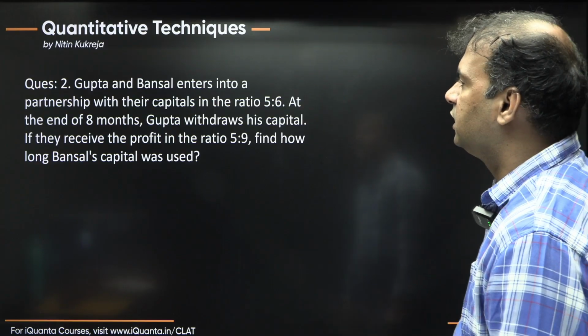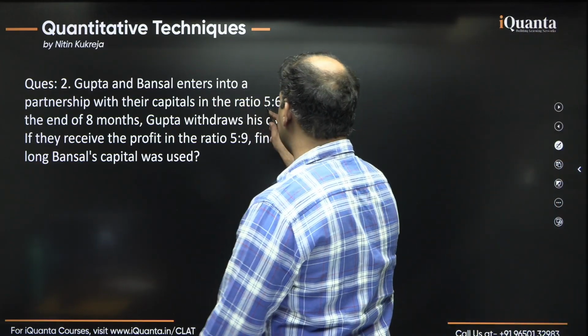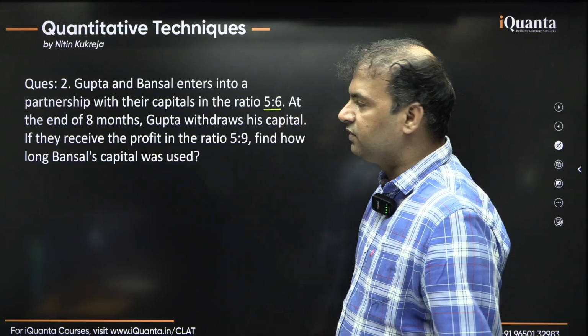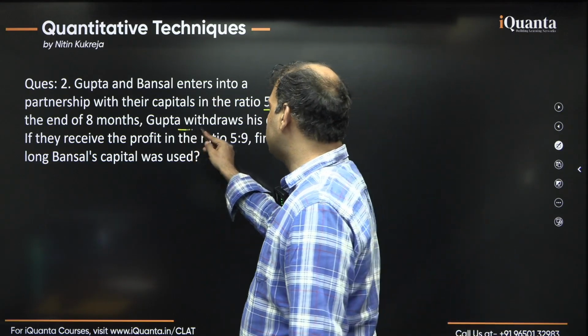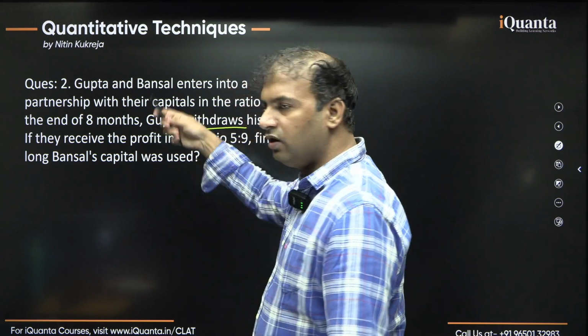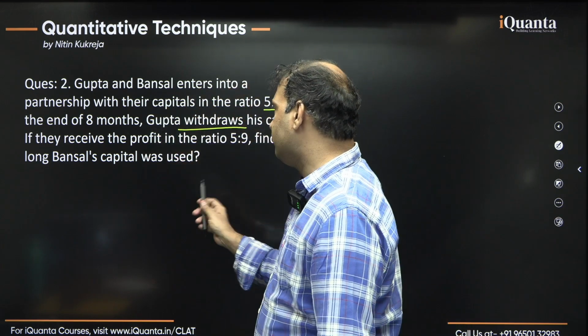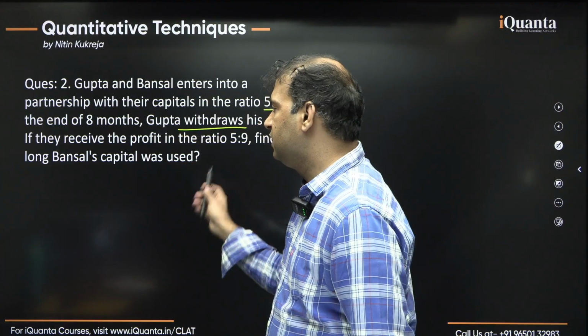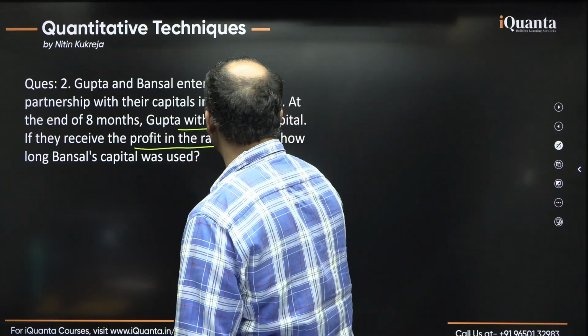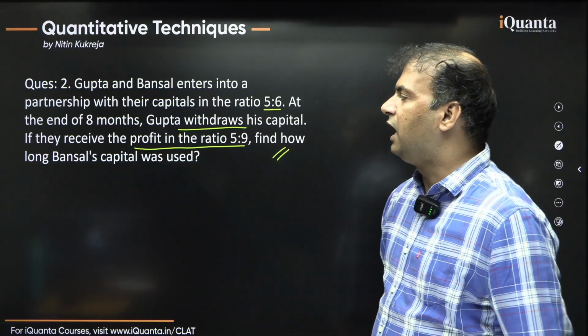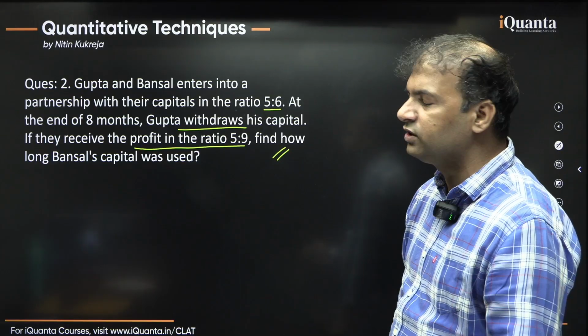All right. They started it together in the ratio of 5:6 as a capital, right? After 8 months, Mr. Gupta withdraws his capital. Okay, he withdraws all of his capital. Fine, but obviously Mr. Bansal is still doing the business. Now they are saying they receive the profit in the ratio of this. Find out how long Mr. Bansal's capital was being invested.